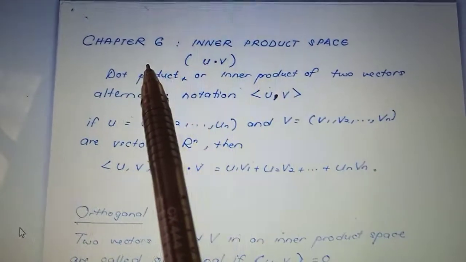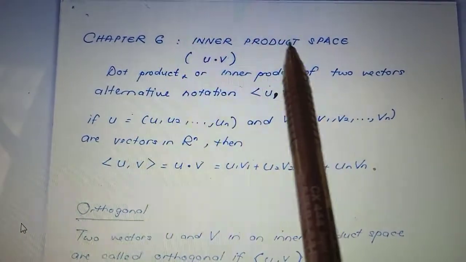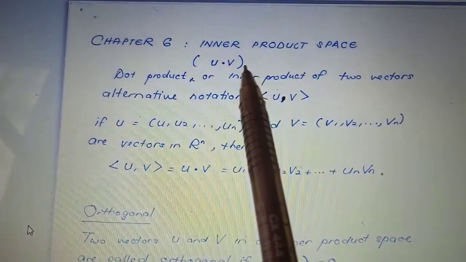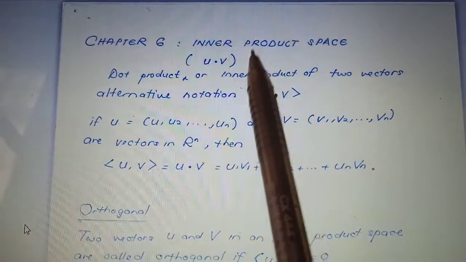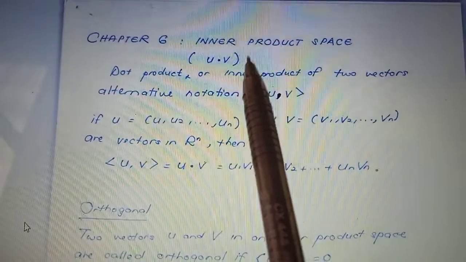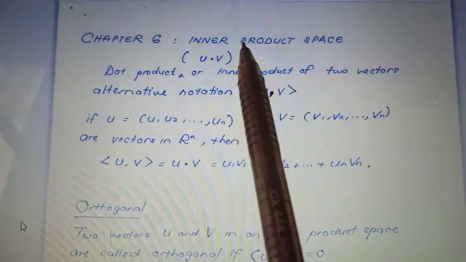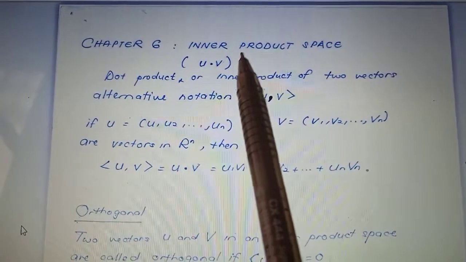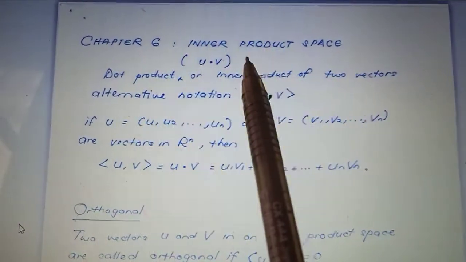Okay, now we are in chapter 6, inner product space. Inner product space actually is a dot product, but for inner product space, we apply it to vectors of more than 3 dimensions. So we call the dot product of vectors of more than 3 dimensions the inner product.